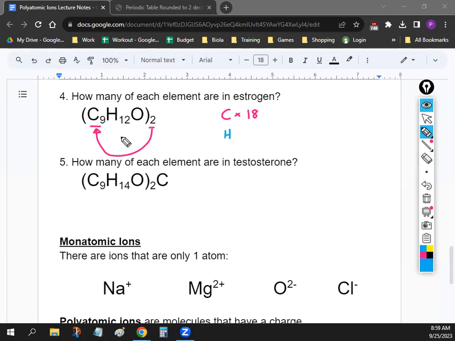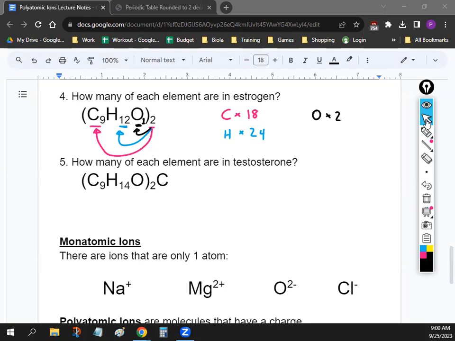And then for hydrogen, there's 12 on the inside, but we just need to multiply that by the 2 on the outside. So there's going to be 24. And then if you look inside, there's only 1 oxygen because there's no number behind it. And so there's going to be a total of 2 oxygens. So that's how parentheses work. We will be using parentheses today, and going forward, you'll have to be pretty comfortable working with them. Just know the parentheses just mean you have multiple of everything on the inside.